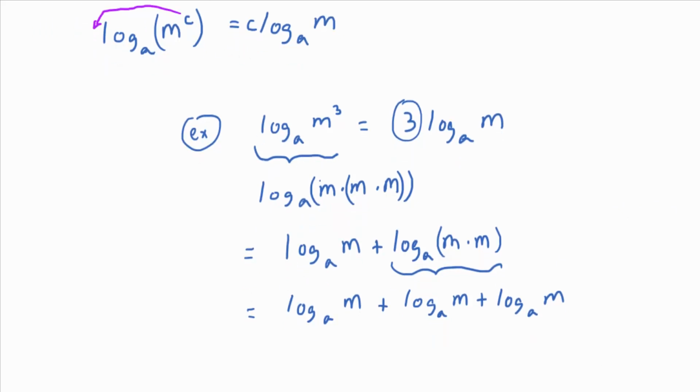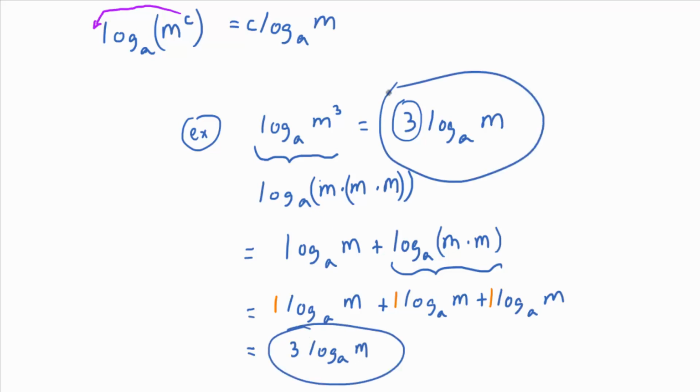Now these guys are all like terms. We have 1 times log base a of m here, one of them here, one of them here. You've got how many of them all together? 3. So we get the power rule by repeated application of the product rule.